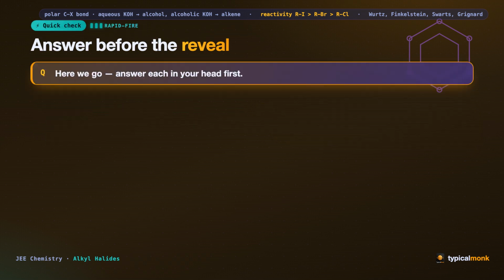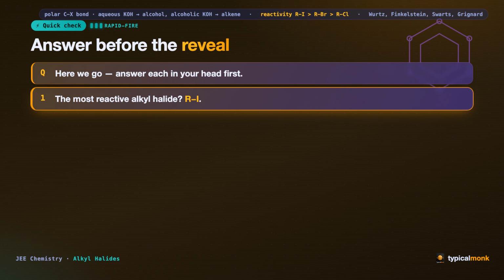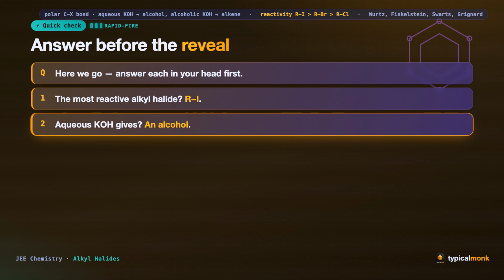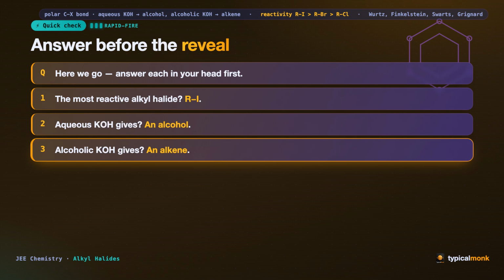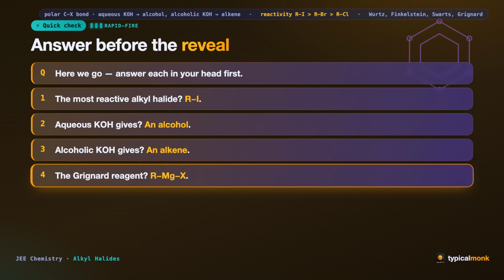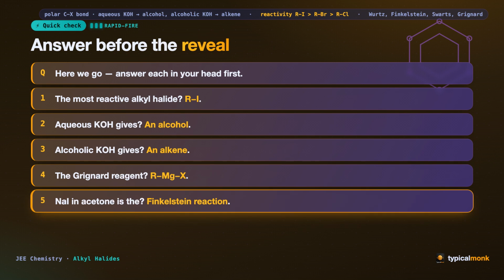Now test yourself. Answer in your head before the reveal. That is how speed is built. Here we go. Question 1. The most reactive alkyl halide? R-iodide. Question 2. Aqueous potassium hydroxide gives an alcohol. Question 3. Alcoholic potassium hydroxide gives an alkene. Question 4. The Grignard reagent, R-Mg-X. And question 5. Sodium iodide in acetone is the Finkelstein reaction.